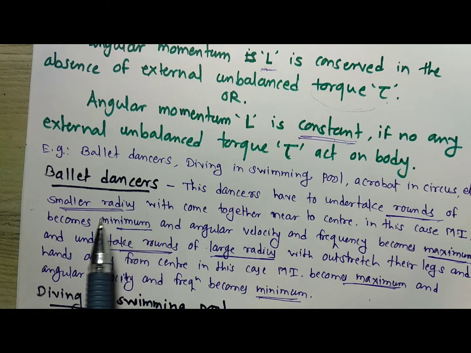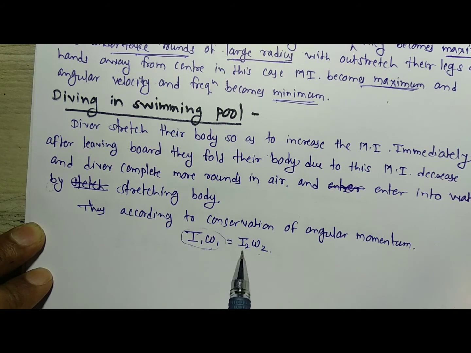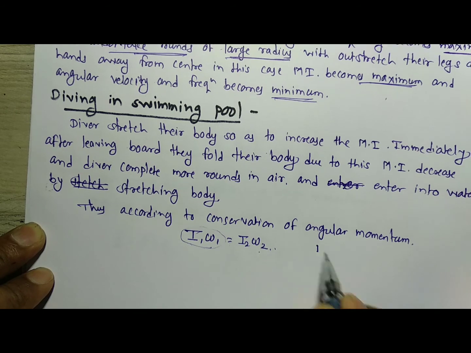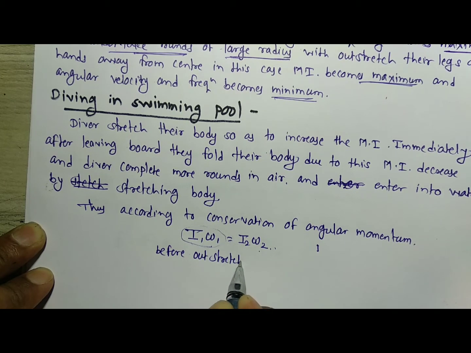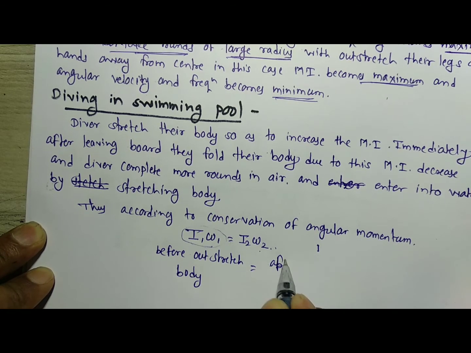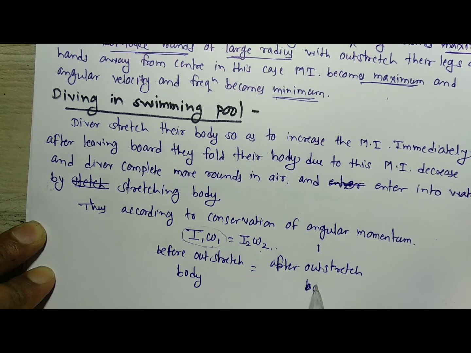In both cases angular momentum is conserved, and therefore you can also consider I1 omega 1 is equal to I2 omega 2. That means it is before outstretching and after outstretching. Let us consider the situation before outstretching the body, and later the situation after outstretching the body, legs or hands.